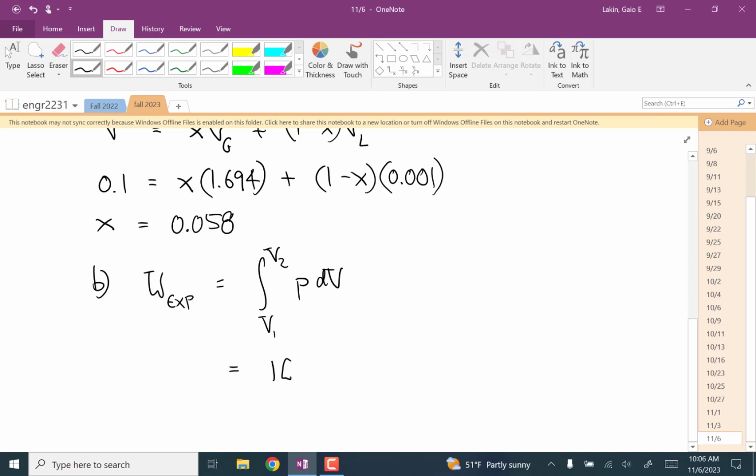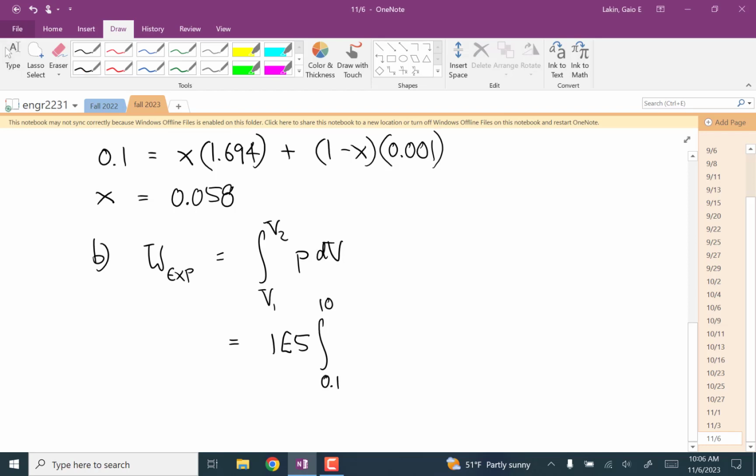So 1 bar is 1 times 10 to the 5th times the integral from the starting volume of 0.1 to the finishing volume of 10 dV. And you get that the work of expansion is 0.99 times 10 to the 6th joules, about 1 megajoule.